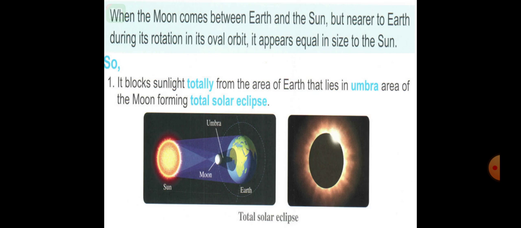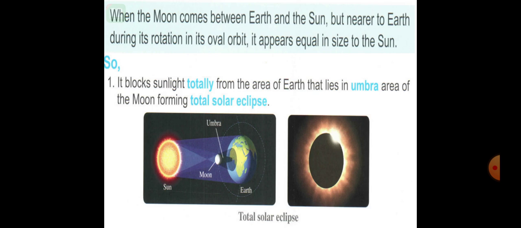Again, when the moon comes between Earth and Sun, but the moon is nearer to the Earth during its rotation in its oval orbit. You know that the orbit is not a circle, it's an oval orbit. So maybe the moon is closer to the Earth, nearer to the Earth during its rotation.